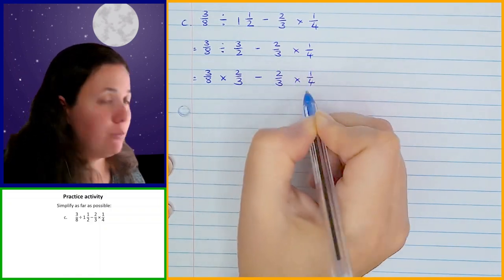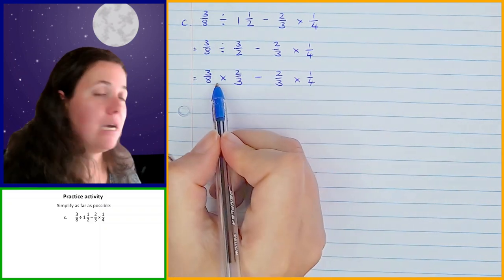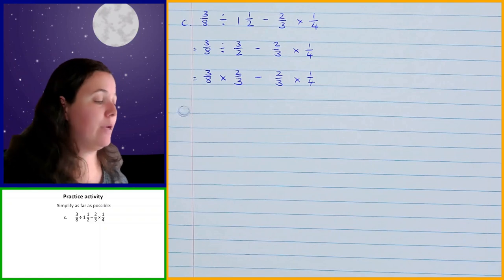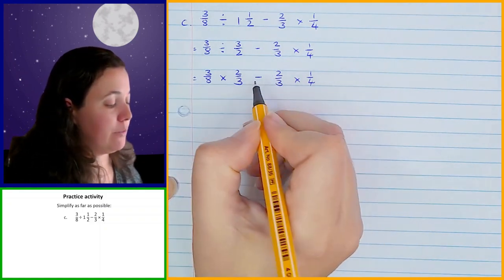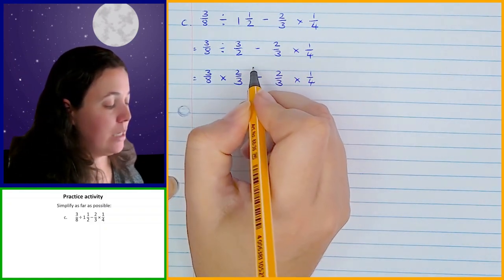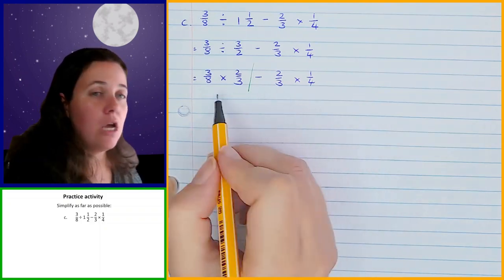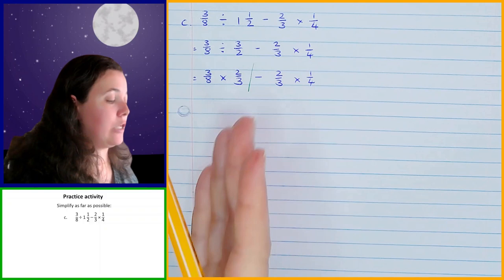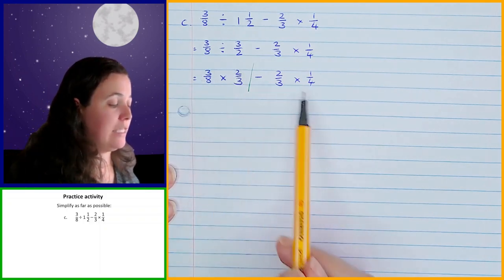This one isn't changing because it was already multiplication, but this one I had to tip and times. Now we're going to simplify anything that we can. Remember, these are separate from each other. If there's a minus or a plus in between, I can't cancel things out from here to there and from here to there.